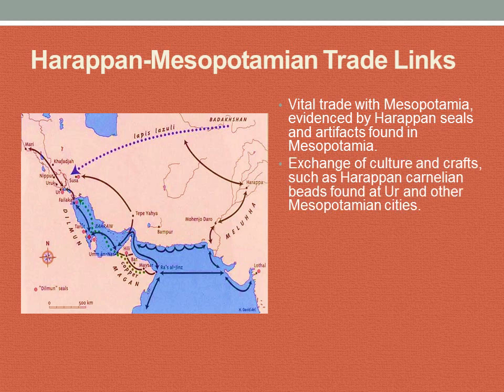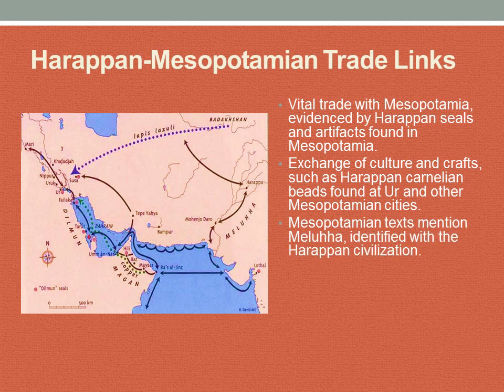Exchange of culture happened. If there is a trade relationship, there will definitely be an exchange of culture and ideas. Along with crafts, Harappan carnelian beads are found at Ur and other Mesopotamian cities. Ur is one of the biggest cities in ancient Mesopotamian culture, and in the royal burials of Ur we find Harappan carnelian beads as one of the most important grave goods, showing that the rich people in Mesopotamia valued Harappan artifacts at such a level that they placed them in royal burials.